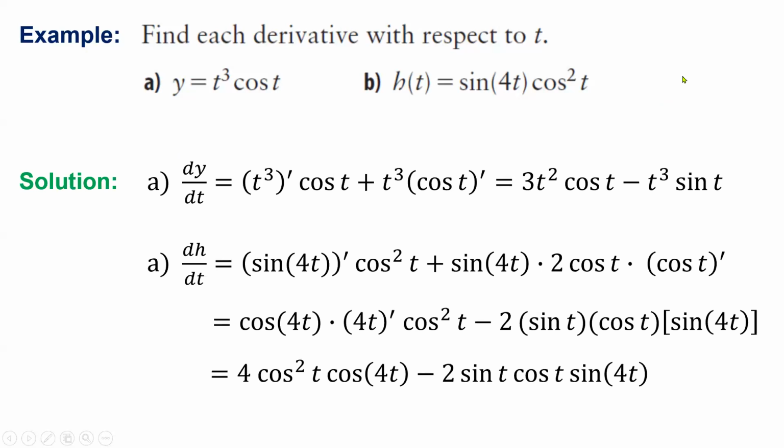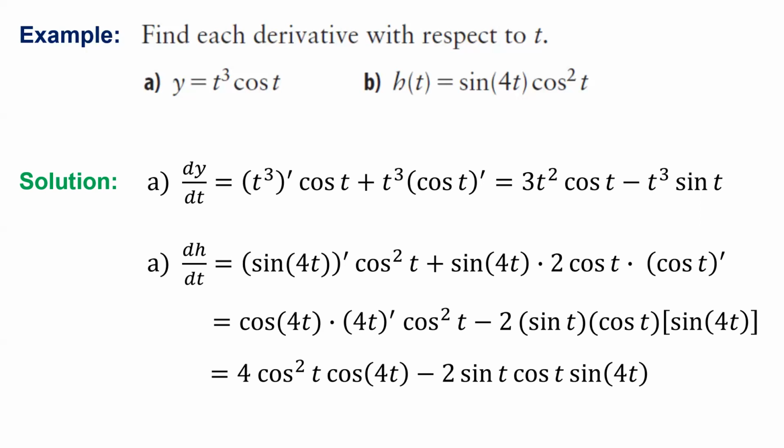The derivative of the first function, dy by dt, is, first of all, we should use the product rule, right? The derivative of the first function, t cubed, times the second function, cosine t, plus the first function, t cubed, times the derivative of the second function, the derivative of cosine t, which gives us 3t squared times cosine t minus t cubed times sine t.